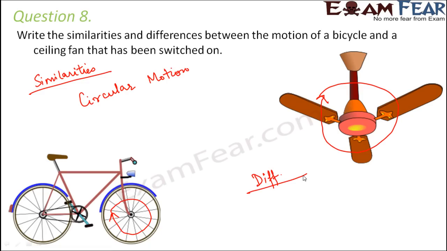That's one similarity. Now when we talk about the difference, in case of a bicycle, overall the bicycle has a linear motion, even though the wheels are exhibiting a circular motion. Both the wheels exhibit circular motion, but the bicycle as a whole is moving on a straight path. But when you talk about a fan, the blades of the fan move in a circular path, but the fan as a whole does not have any circular motion.